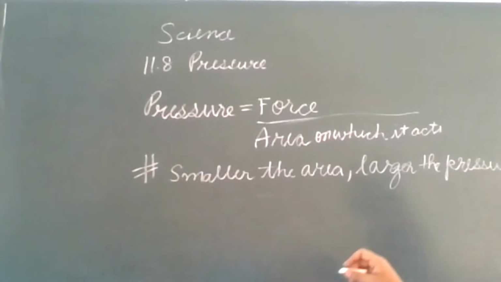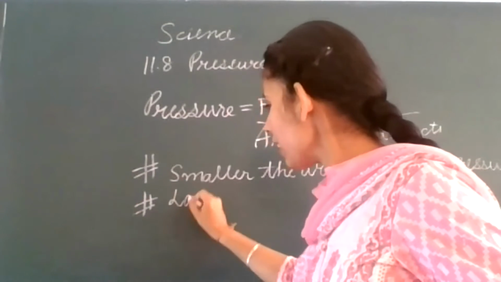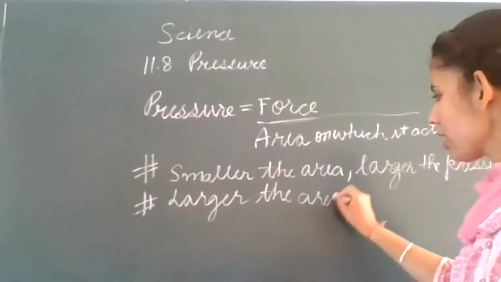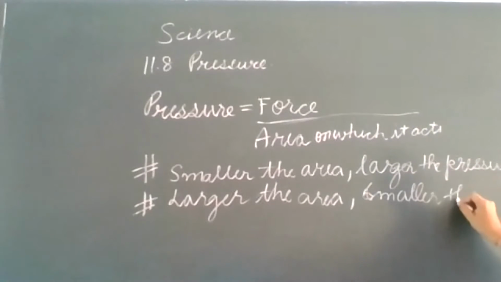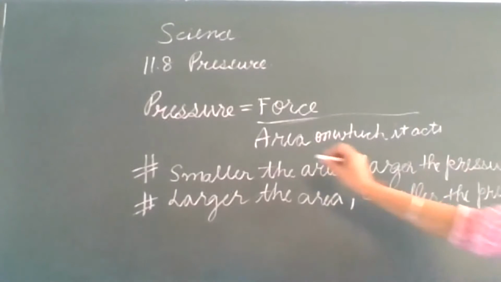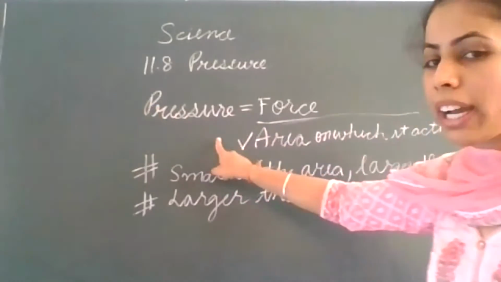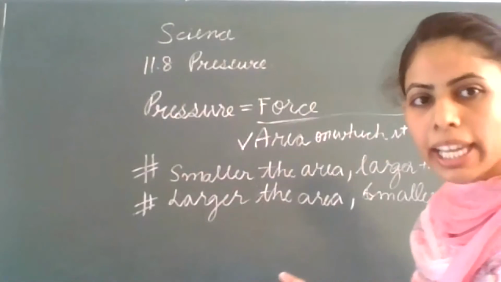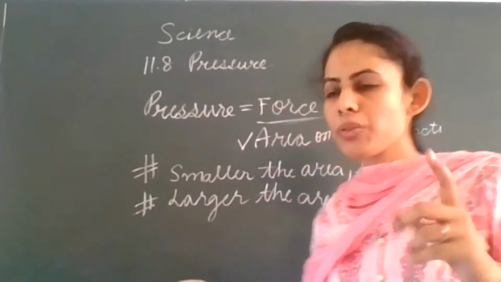And next is, larger the area, smaller the pressure. Okay, means if we increase the area, then the pressure will decrease. If I decrease the area, then pressure will increase. Okay, if one increases then the other will decrease. It is like that.